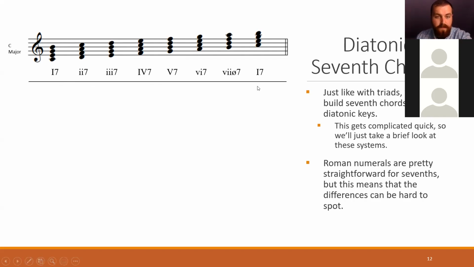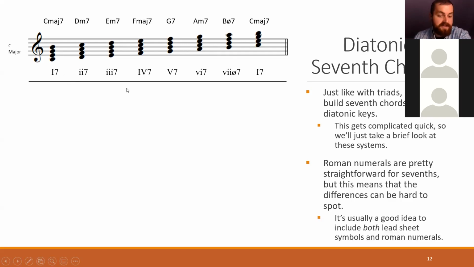Now, Roman numerals are a piece of cake. Barring the diminished two, it doesn't matter if it's major seventh, dominant seventh, minor major seventh, minor seventh, doesn't really matter. Unless it's diminished, your Roman numeral just has a floating seven next to it. It's pretty simple, but it means that the differences can be hard to spot. So I always recommend putting the lead sheet symbols above too. The one chord is a major seventh, the two chord is a minor seventh, the three chord is also a minor seventh. The four chord is a major seventh, the five chord is a dominant seventh, the one dominant seventh in the key here. The six chord is a minor seventh.